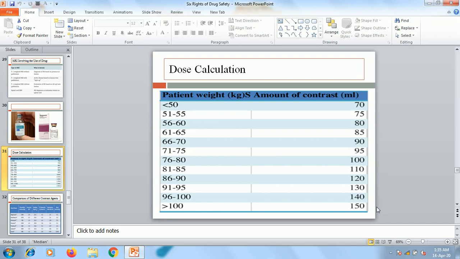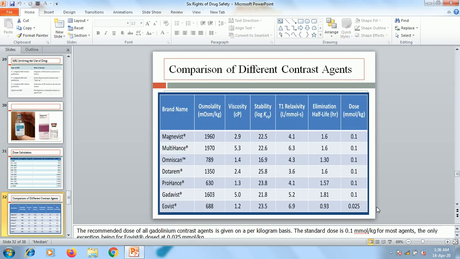If the test has to be conducted at 12 o'clock and you ask the patient to come at 6 and inject him, this will be the wrong time, before the drug is uptaken, just before 3 hours. And the dose must be ascertained, that the right patient has been injected the right dose. Here is again the comparison of different contrast agents.